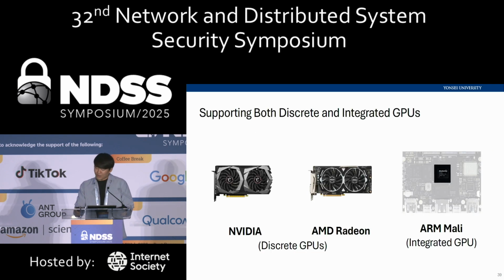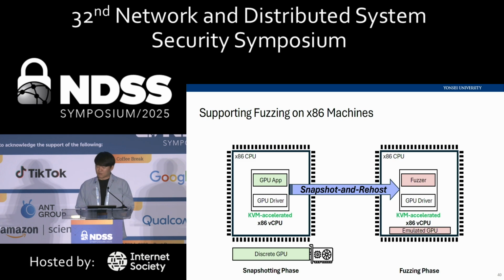So what we also aimed to do was to make our system a practical GPU driver fuzzer, and by practical, we wanted Moneta to be able to fuzz all mainstream GPUs, including both discrete and integrated GPUs. So for discrete GPUs, snapshot and rehost is easy because we just rehost the KVM-enabled x86 machine onto the same KVM-enabled x86 machine.